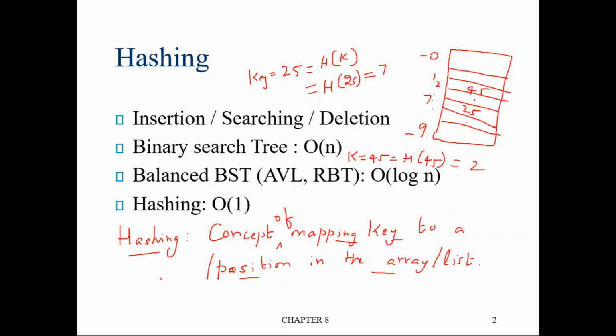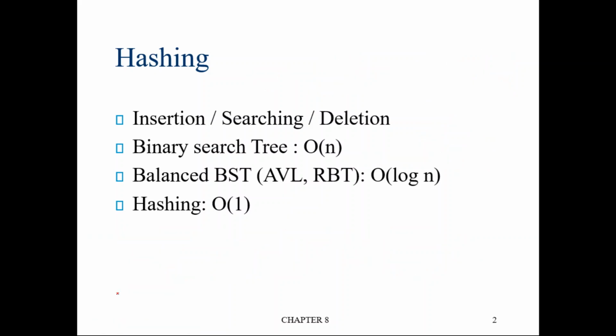Instead of position, you can also call it location. So it's the concept of mapping a key to a particular location in an array or in a list. Before going to discuss hashing in the book style, I'll give you a brief overview of hashing. I'll try to make things as simple as possible with this overview.